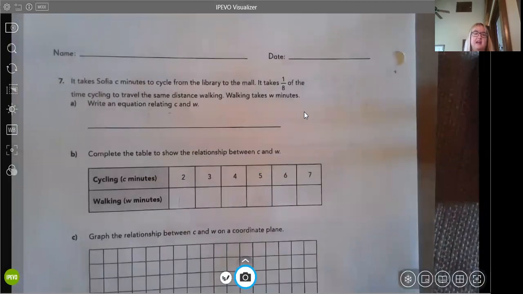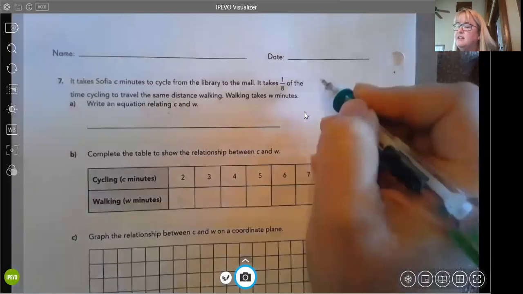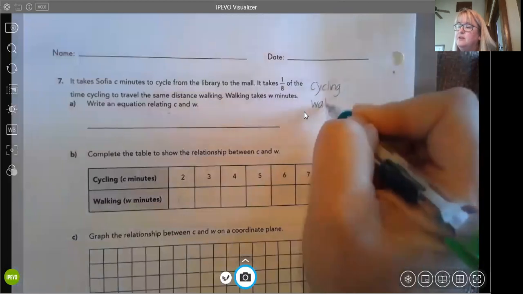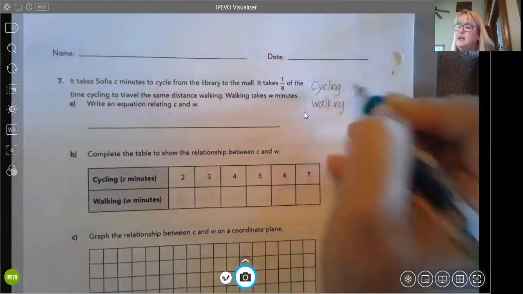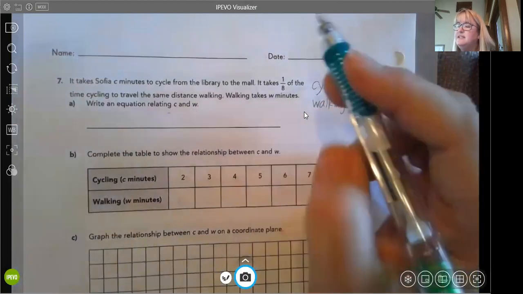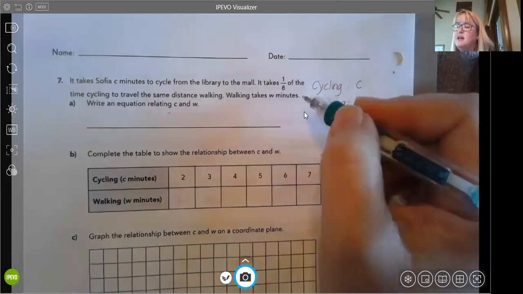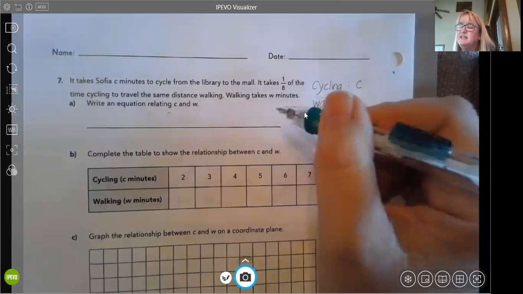All right, it takes Sophia C minutes to cycle from the library to the mall. It takes 1/8 of the time cycling to travel the same distance walking. Walking takes W minutes. Write an equation relating C and W. All right, so there are two modes of transportation, cycling and walking. It takes Sophia C minutes to cycle. It takes 1/8 of the time cycling to travel the same distance as walking.